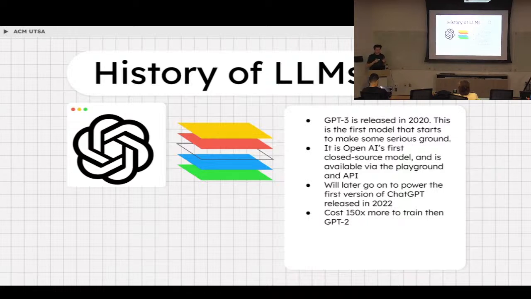It is also OpenAI's first closed source model, and it is available via the Playground and API. It will go on later to power the first version of ChatGPT, which will be released in 2022, two years later. It also cost 150 times the amount that it cost to train GPT-2. GPT-2 was about $4,600, and this was close to $700,000. Which is still a drop in the bucket because we're about to talk about GPT-4, which cost an estimated $50 million to train.